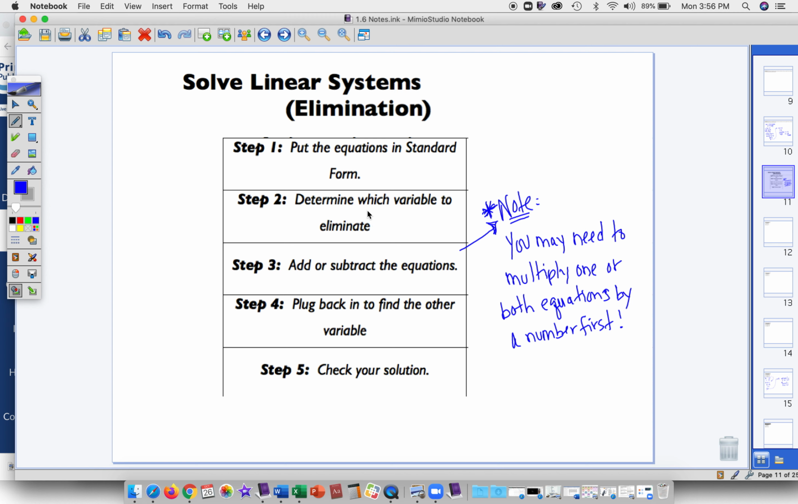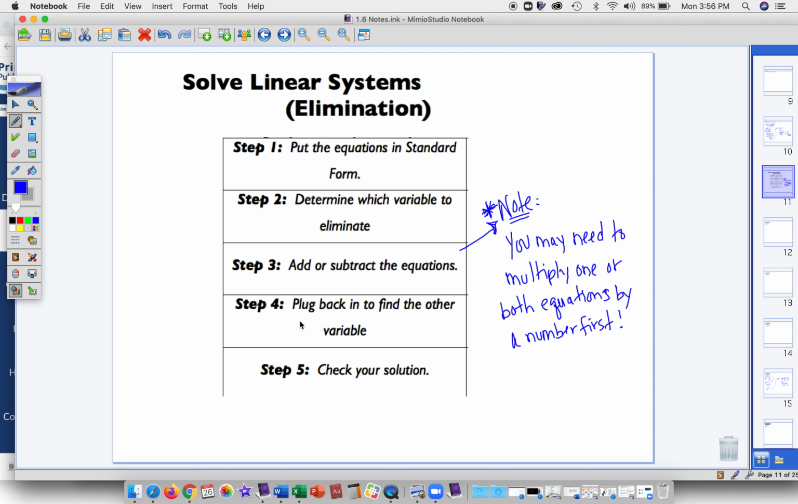We determine which variable we want to eliminate. So we'll talk about that. We want to compare coefficients. So keep in mind that we might have to do some multiplying. We might have to multiply one of the equations or possibly both to get the same coefficients for a certain variable. And once we've done that, then we can add or subtract the equations.